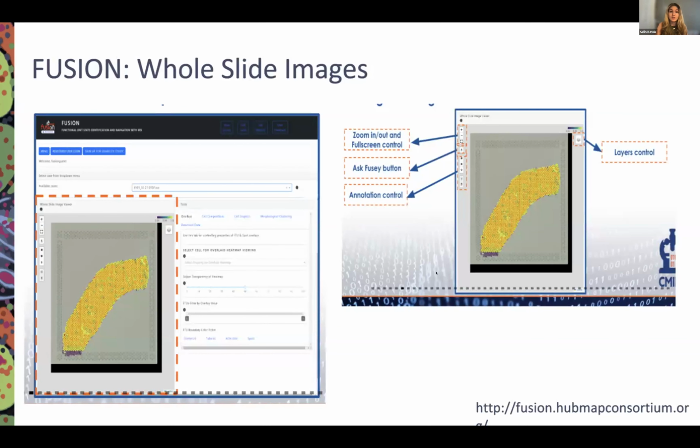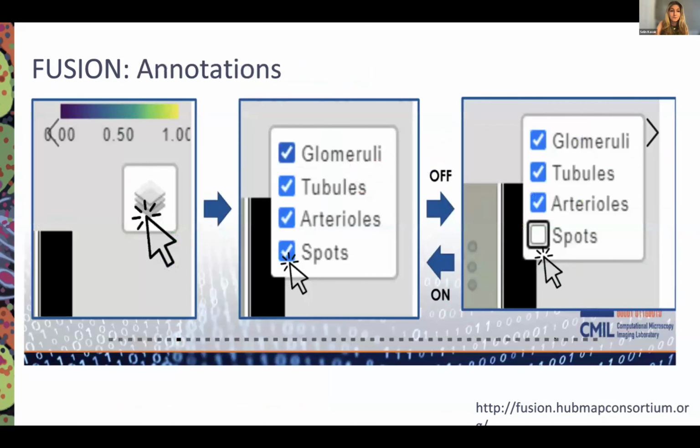So here I have images of the fusion technology. So here we're able to see the actual whole slide images. The yellow structure is one of the whole slide images that we have. And on the right-hand side, we can see the different tools that the fusion technology contains, like the zooming in and out feature, the annotation control feature, and the layers control feature to really be able to toggle whatever a particular person may need from this technology.